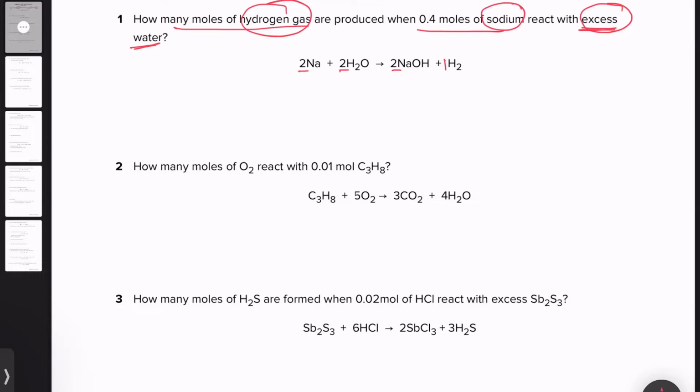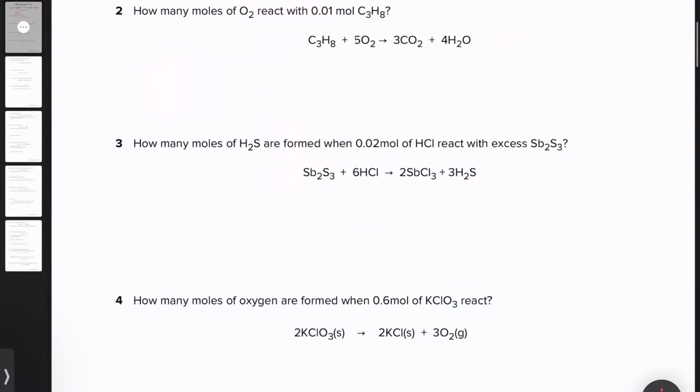So let me just focus on sodium and hydrogen. In sodium, I have 2 moles. In hydrogen, I have 1 mole. That shows a relation. 2 moles of sodium produce 1 mole of that. So 0.4 mole of sodium will produce X moles of that. Cross multiply, and X will come out to be 0.2 moles. Clear? Right?